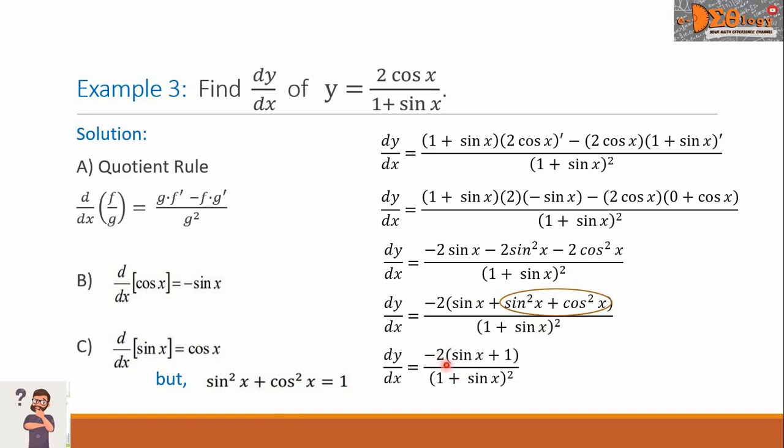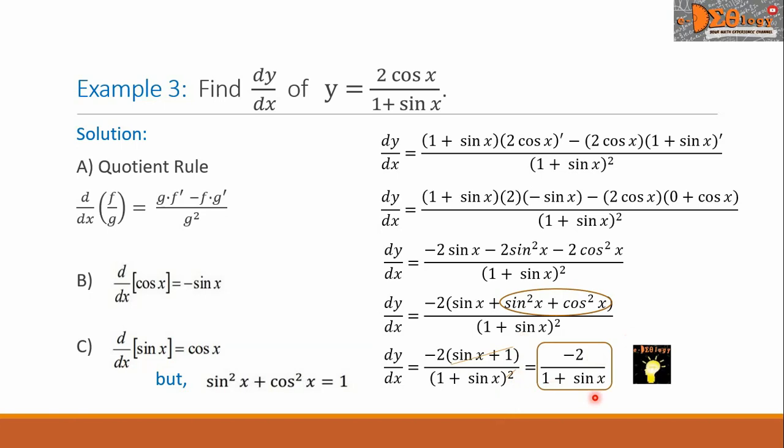So we have now negative 2 times the quantity sine x plus 1. Please observe also that this sine x plus 1 is the same as 1 plus sine x. So we can cancel this binomial in the numerator, and we will subtract 1 from the power of our denominator. So our answer now becomes negative 2 all over the quantity 1 plus sine x. This is our final answer.